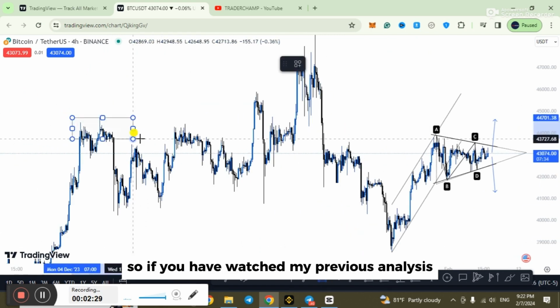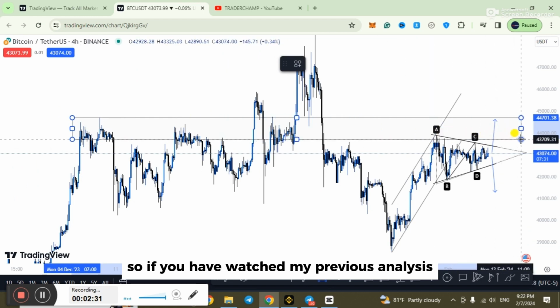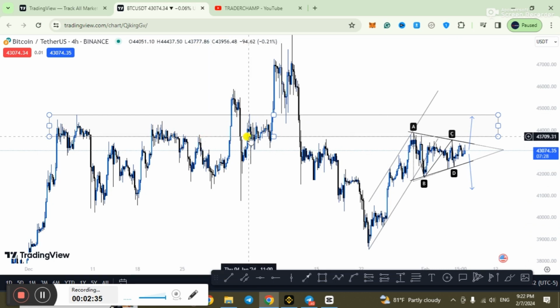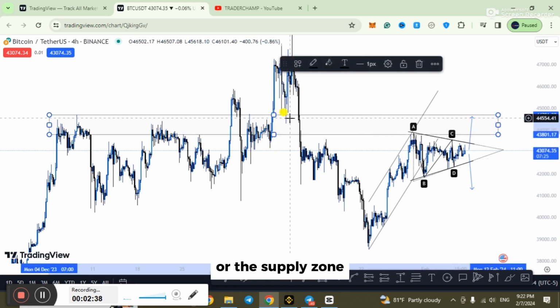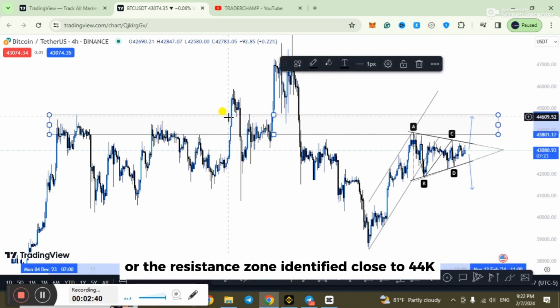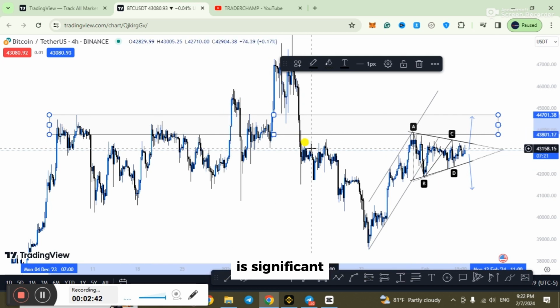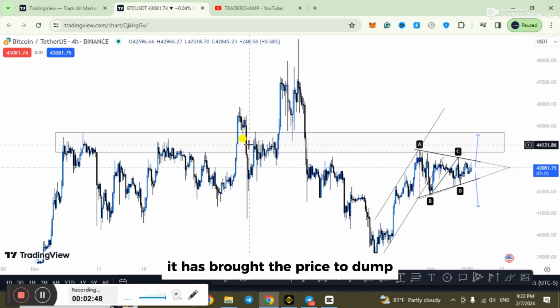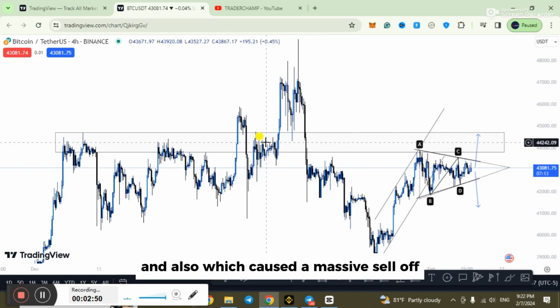But based on this structure, we have to keep a close watch over the following resistance or supply zone as well. If you have watched my previous analysis, you would know that I said this market structure, the supply zone or resistance zone identified close to 44k, is significant and very strong. With the price action we have seen earlier, it brought the price to dump and caused a massive sell-off to the downside.